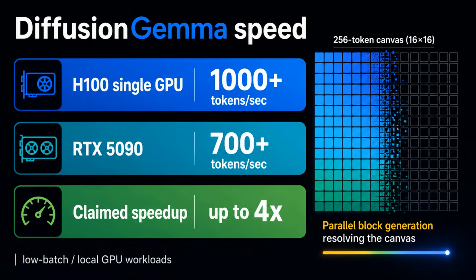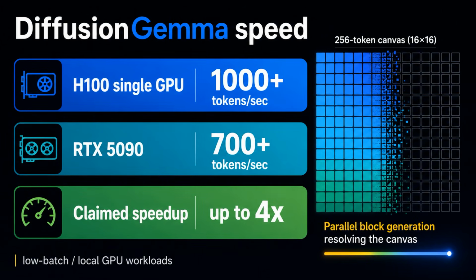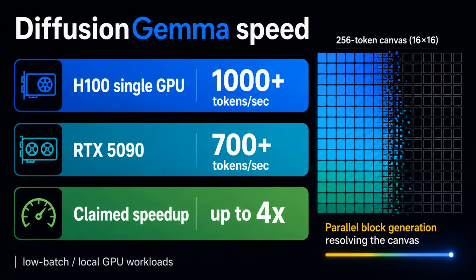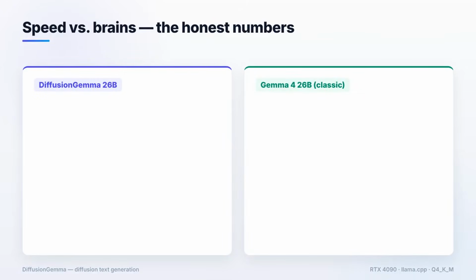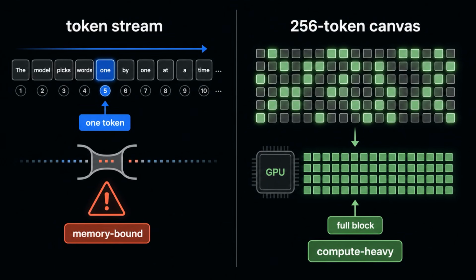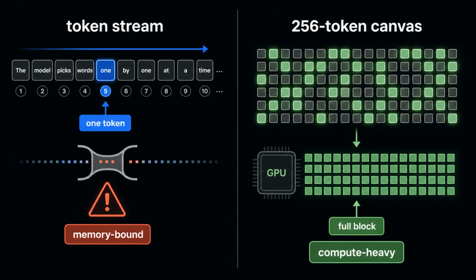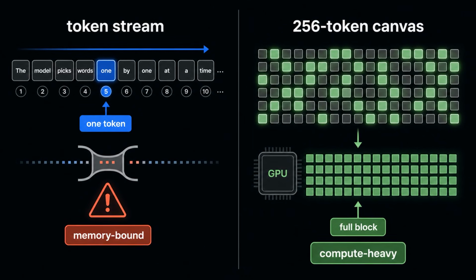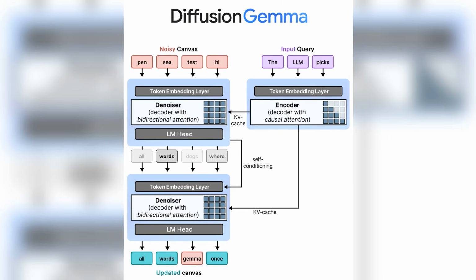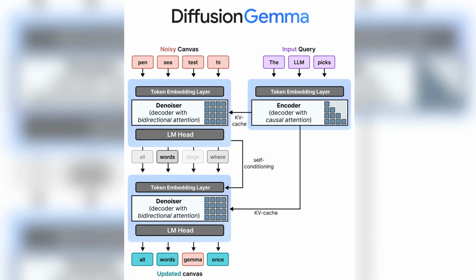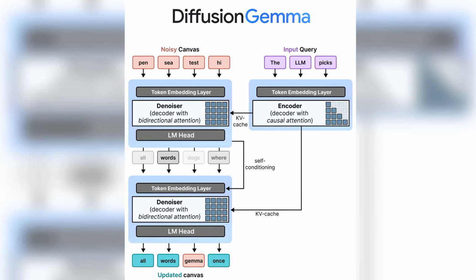The numbers behind that speed. On a single H100 GPU, DiffusionGemma produces over 1,000 tokens per second. On an RTX 5090, over 700. Google says that is up to 4 times faster than standard autoregressive Gemma for low concurrency local GPU workloads. The reason is physical. Token by token generation keeps loading model weights for one small prediction after another. Parallel block generation shifts more work toward compute, hundreds of tokens processed in one pass, which is the kind of job GPUs are built to chew through.